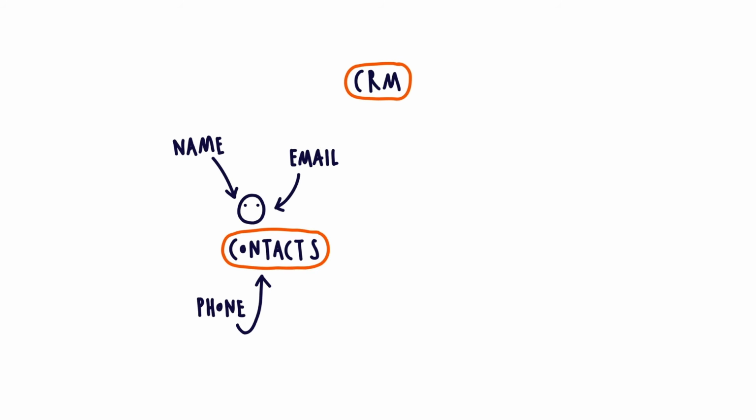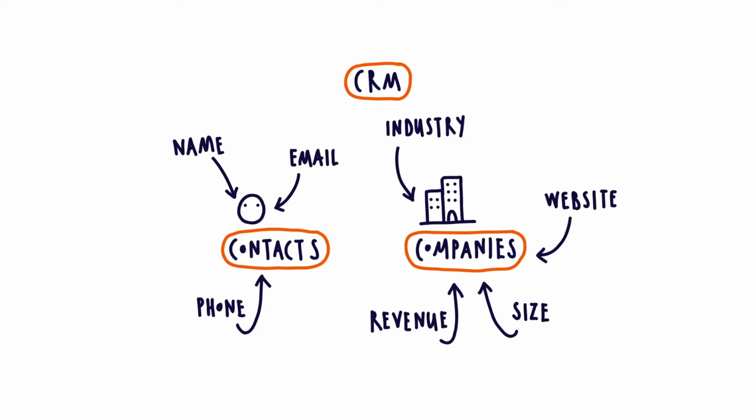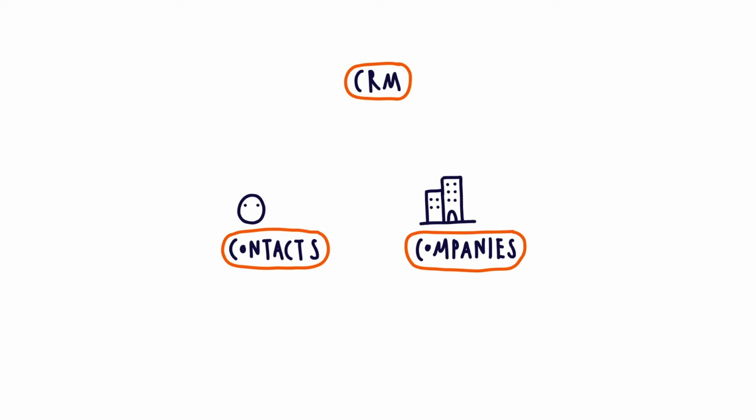And then we'll have another table for accounts. These are the companies we're talking to. We'll want to track the company's industry, revenue, website, and size. Now we have two separate tables in our database, accounts and contacts. But there's an important relationship here.